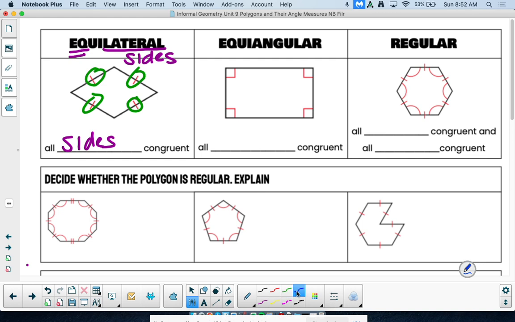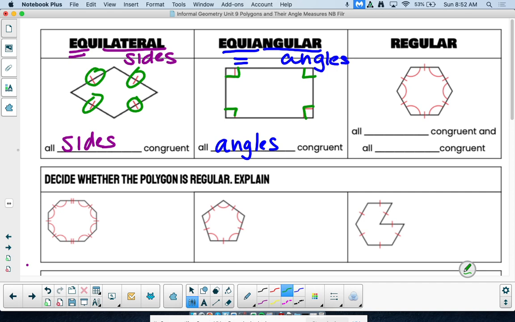Our next one over here, equiangular. Remember, equal, angular, angles. Equal angles. So all angles are congruent. So in this example here, there are right angles in the corner, but even still, those are 4 right angles, which means they are all the same.